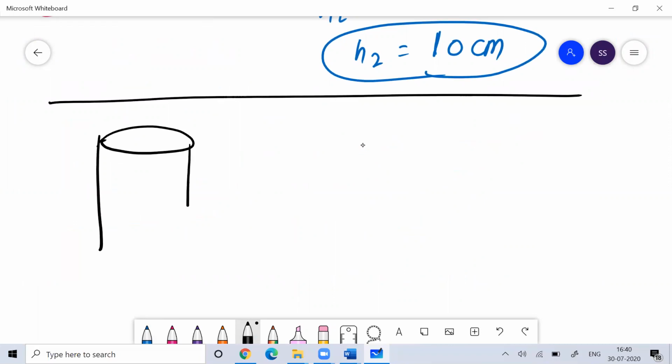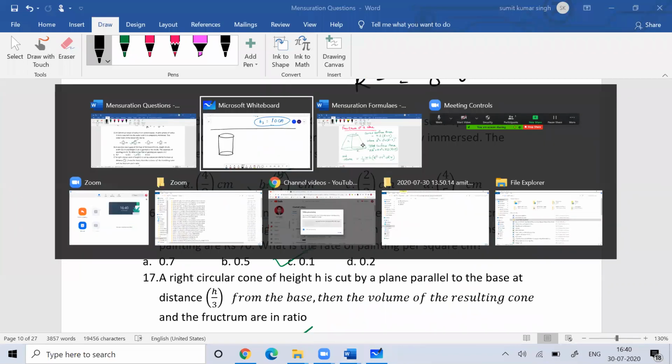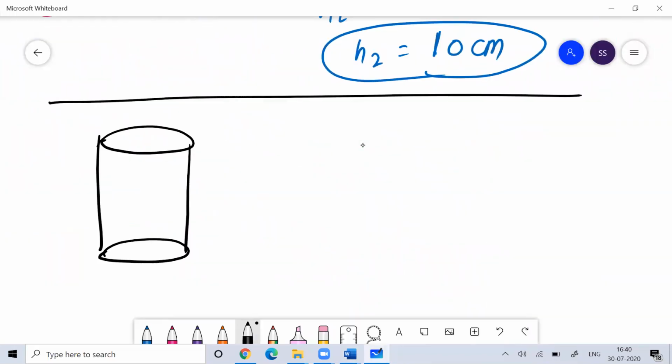So there's a cylinder. The radius of the cylinder is 4, and then you're putting a sphere of radius 3. So the radius is 4, and its height is suppose h1, doesn't matter. Now when you start putting the sphere, the height increases, and it increases by h2, something like this. Whatever is the increase in height, suppose that is h2, that happened because of the sphere you put.